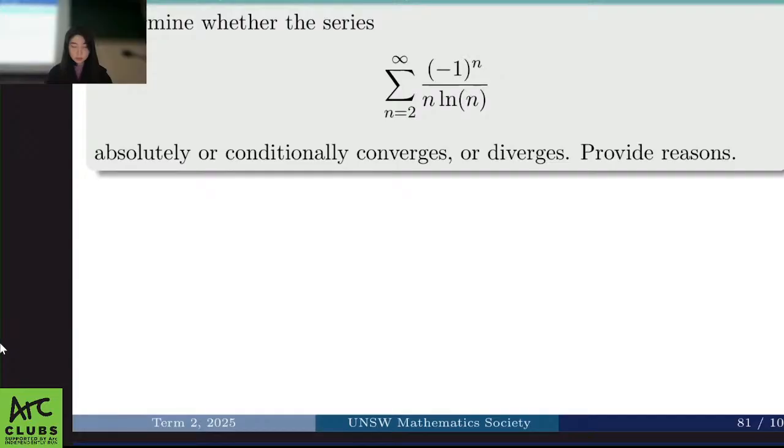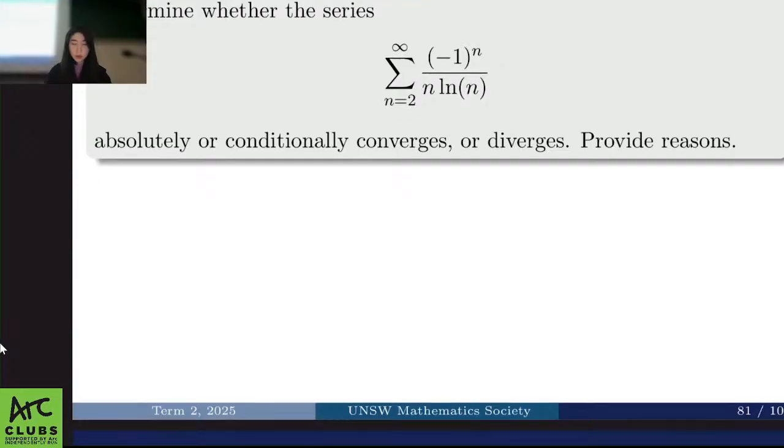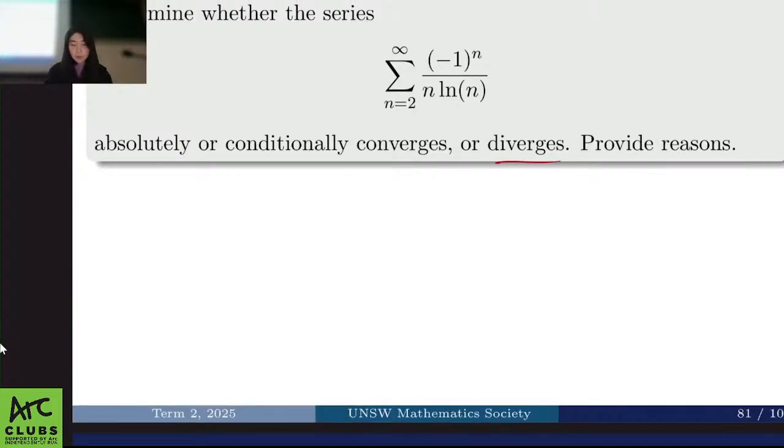Right, determine whether this series is absolutely convergent, conditionally convergent or divergent, and provide reasons. Given any series, if we want to prove it diverges, we use the kth term test. Obviously this is not going to diverge, because as n approaches infinity, this approaches 0, so the kth term test doesn't work here. We then want to prove its convergence.